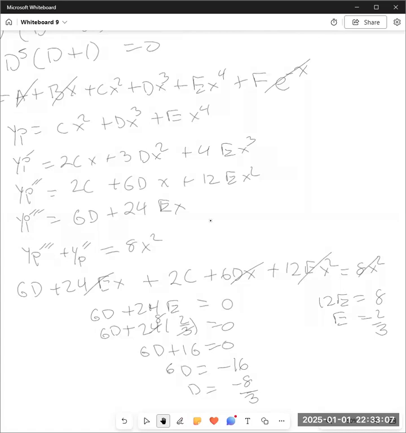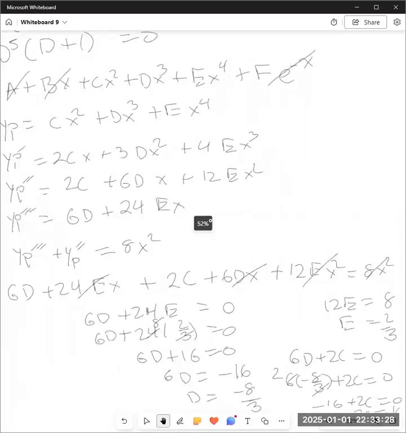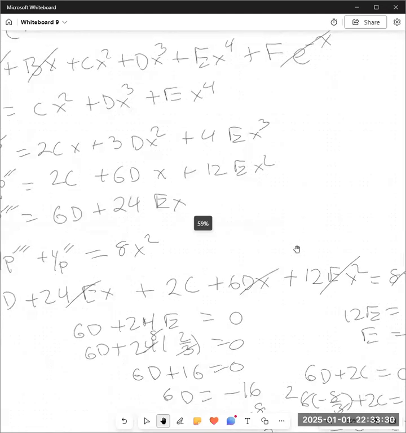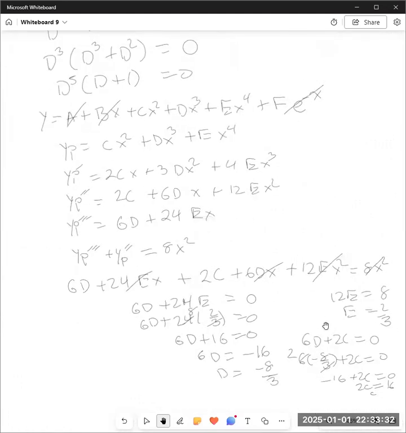once I have that, 6d plus 2c also equals 0, with d being negative 8/3. 3 goes into 6 2 times. That's negative 16 plus 2c is 0. 2c is 16 and c is 8, excuse me.